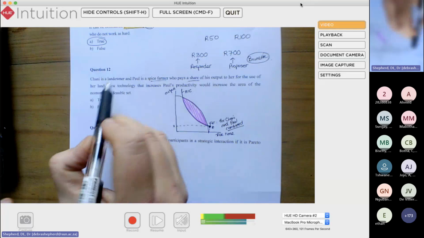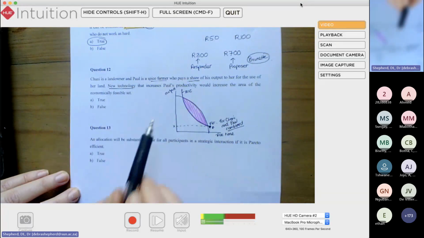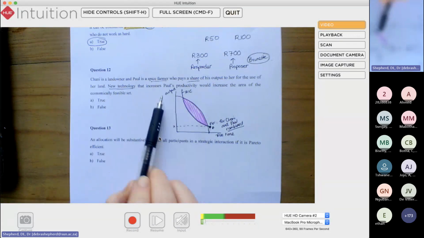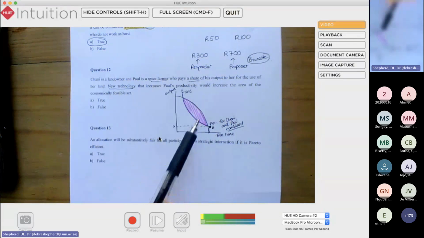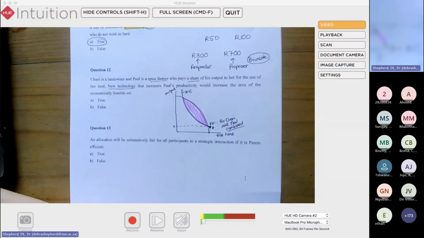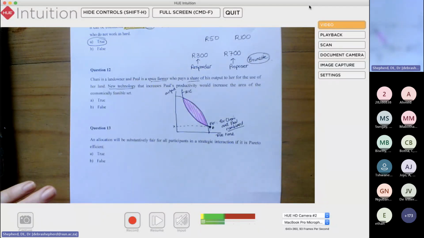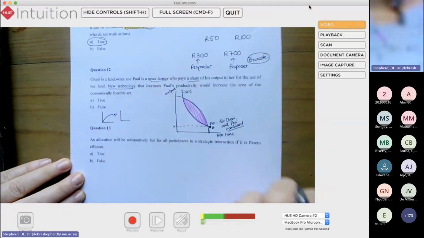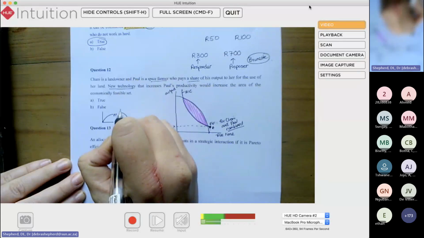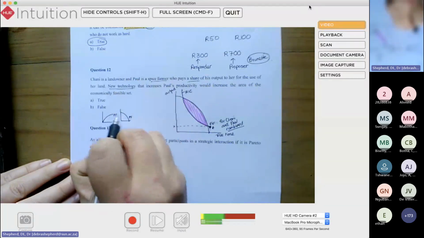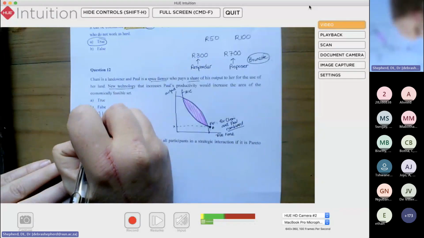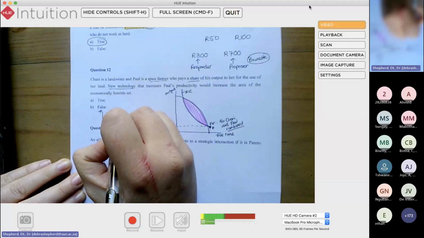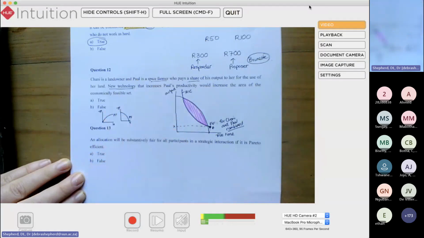Okay, now let's say that there is new technology, and this technology increases Paul's productivity. How would new technology affect this picture? What in this picture would change? The feasible frontier would change. The reason is that our feasible frontier is the mirror of our production function. For the production function, we have output against hours of work. The feasible frontier is production against free time.